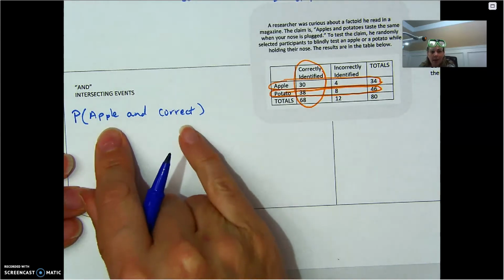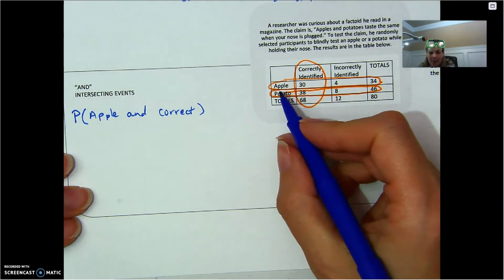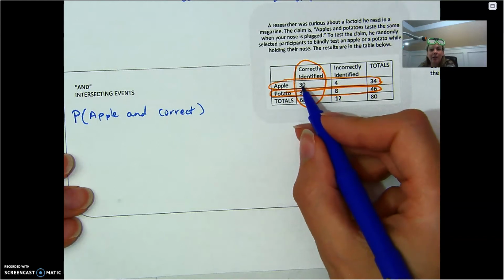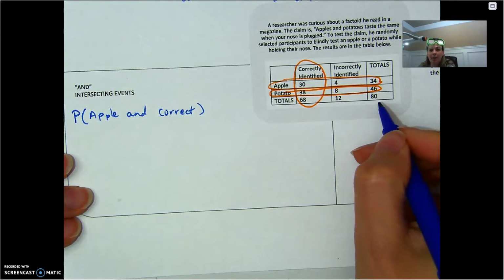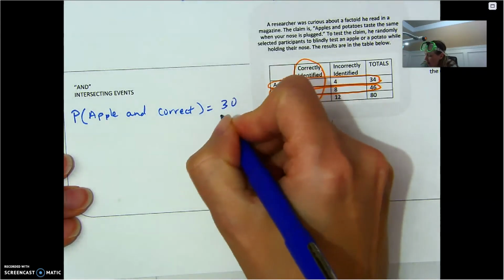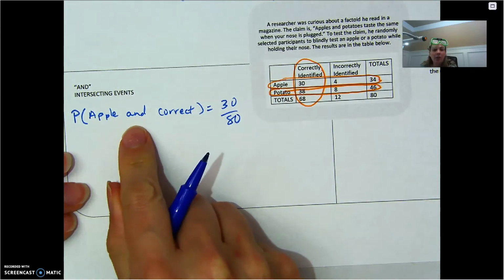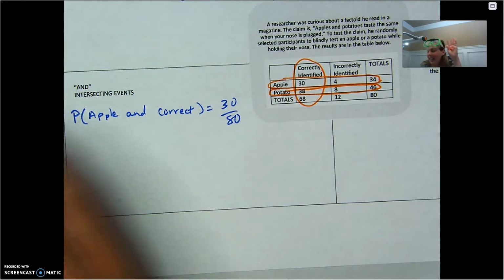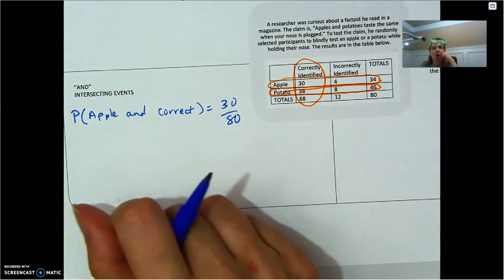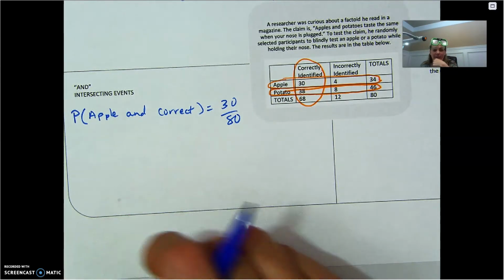And asks you to only look for the intersect. So apple and correct. How many people ate an apple and correctly identified? 30. 30 people out of 80. So the intersection is 30 out of 80. So the and problems, they don't have any algebra involved. You're just looking at the chart and you're grabbing what you need off of the chart.